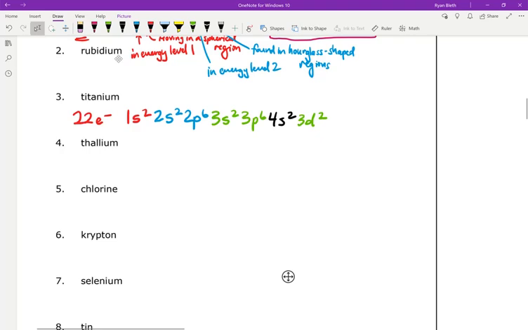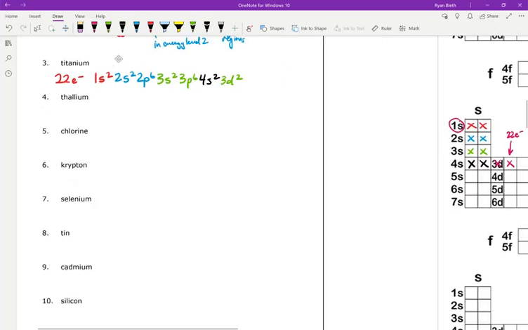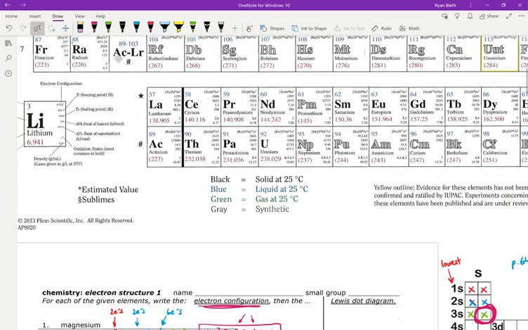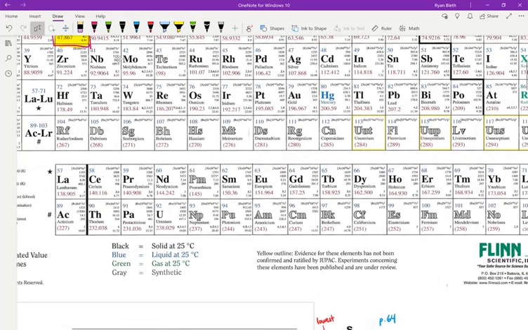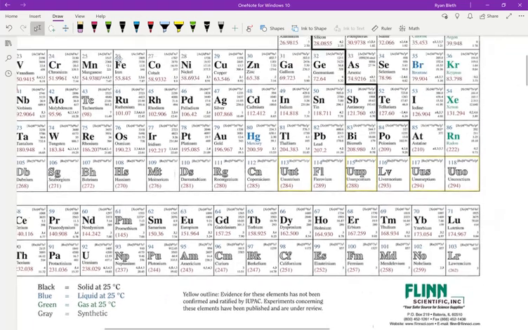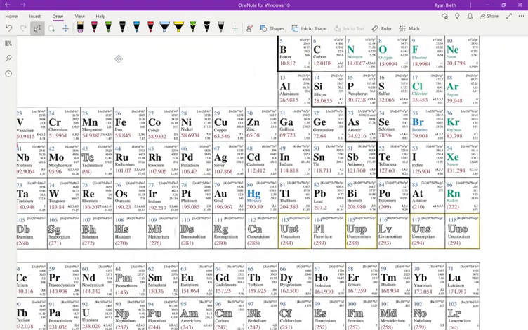Okay, so let's do one more. We're going to work with one more here, and that's number 7, selenium. Selenium on our periodic table, go back to our main periodic table here. Selenium is way over here at element 34. Okay, so here's selenium way over here on the right side of my periodic table.